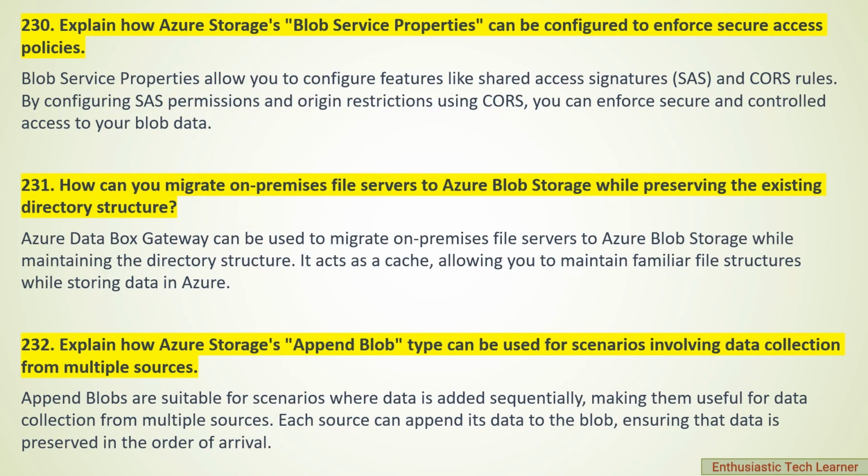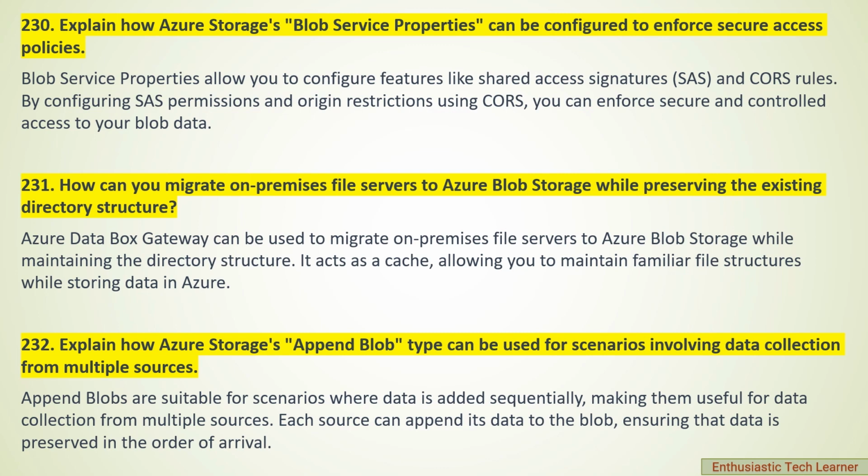Explain how Azure Storage's Blob service properties can be configured to enforce secure access policies. Blob service properties allow you to configure features like shared access signatures (SAS) and CORS rules. By configuring SAS permissions and origin restrictions using CORS, you can enforce secure and controlled access to your blob data.